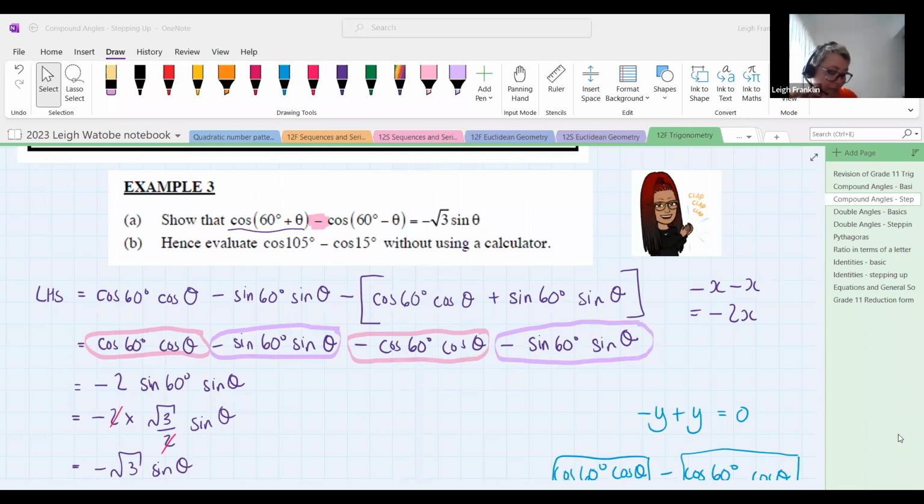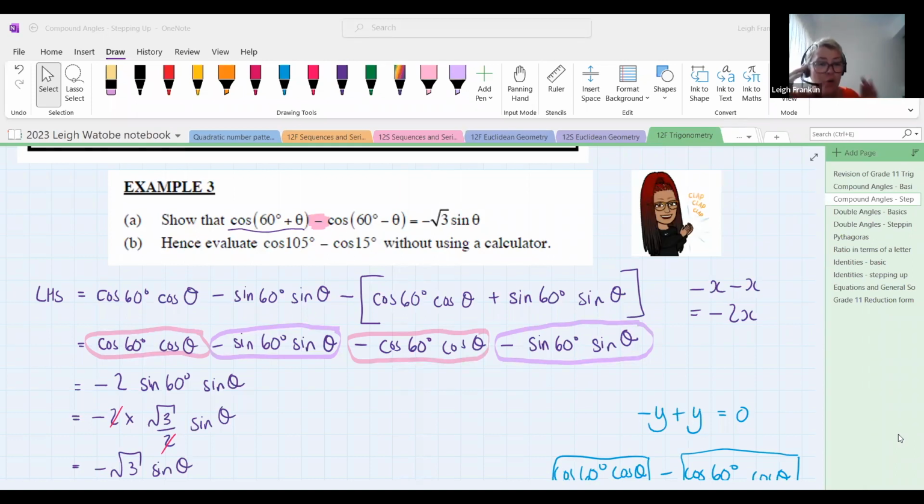All right. If they say to us hence or otherwise, then they're saying to us, you've got a choice. Either you can use what you've just worked with, or if there's another way that you want to do it, you're allowed to do it that way. But if they use the word hence, we've got to use what we've just worked with now in order to be able to get our answer. And if we don't do that, we're not going to get the marks for the question.